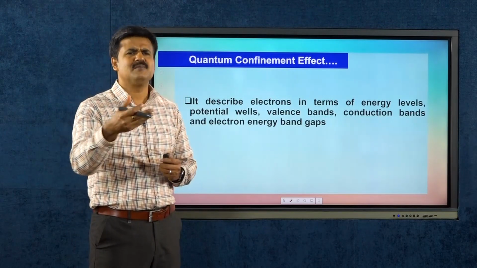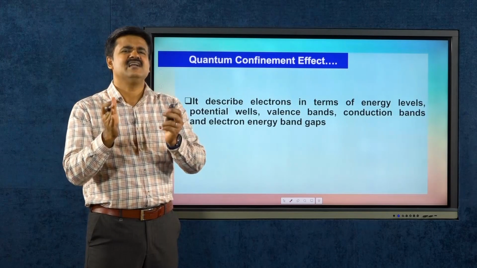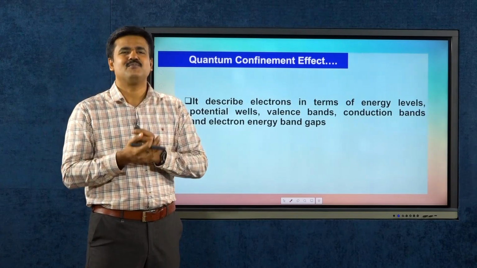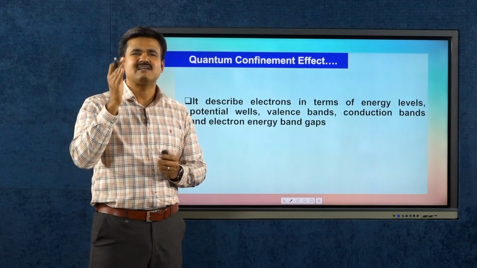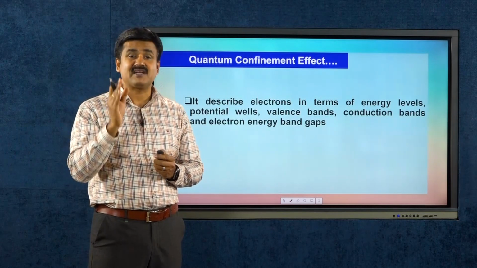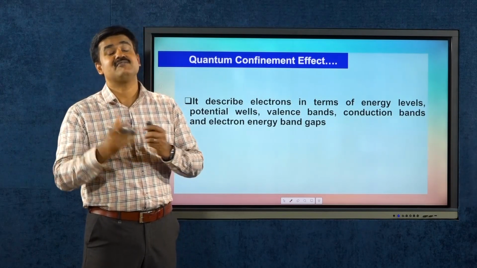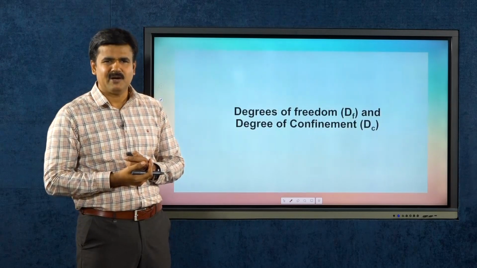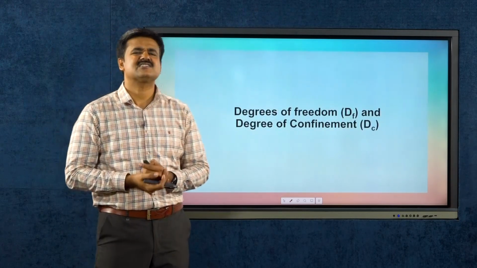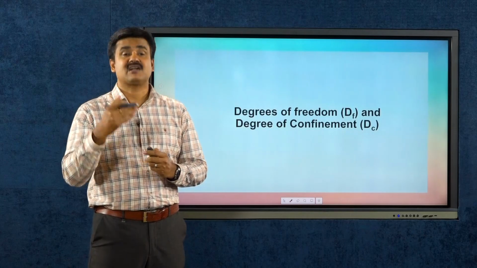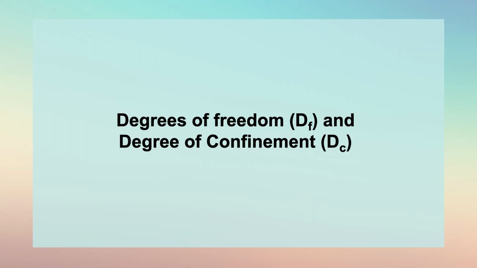This is simply a term, quantum confinement effect, which is related to the confining of the motion of the electron, and it will be reflected only if the size of the particle is reduced to the size of the wavelength of the electron. Now, two important things to be noted here from our classification, that is degrees of freedom and degrees of confinement.